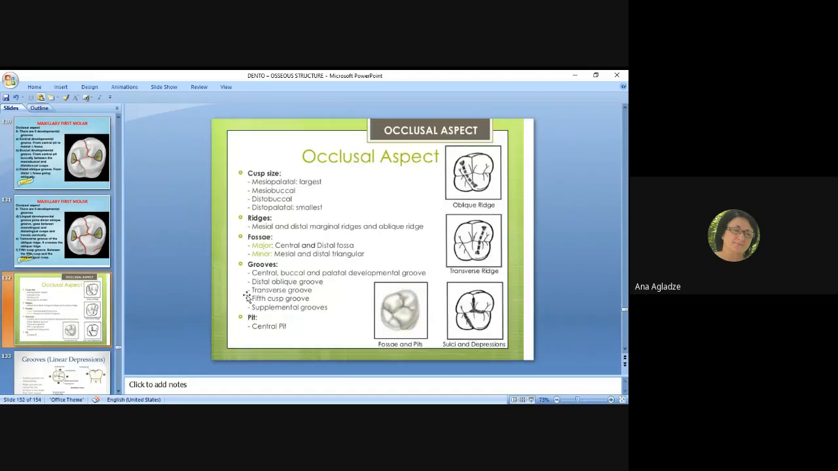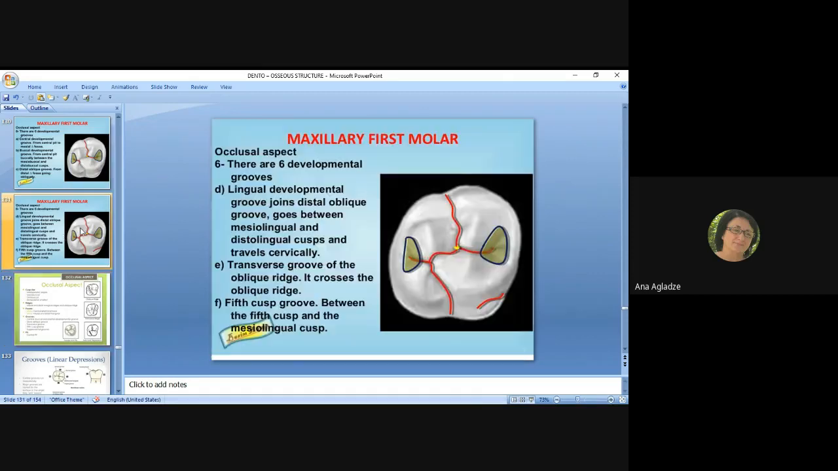And here you can see these occlusal aspects, and here you can see all these grooves. The lingual developmental groove joins the distal oblique groove, goes between the mesiolingual and distolingual cusps, and travels cervically.